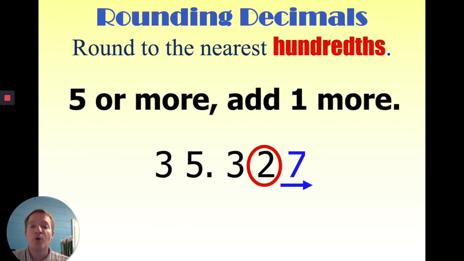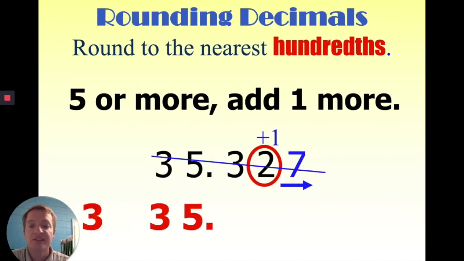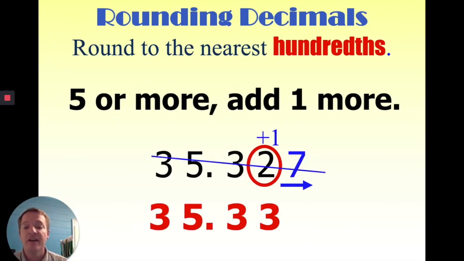If it's 5 or more, you add 1 more. 4 or less, you ignore. 7 is bigger than 5, so we're going to add 1. So the number that we circled, you're going to add 1 to, and it's going to become a 3, right? So you're going to end up with 35 and 33 hundredths. And then the numbers after that turn into 0. Zeros are just placeholders. We don't really need them, so you don't have to add them at the end. Now you do if it's in the middle.